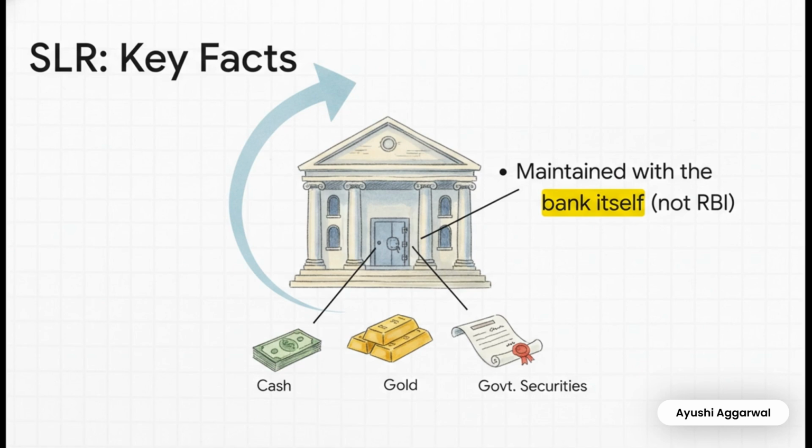I like this analogy. Think of CRR as pocket money that you have to give to your parents, the RBI, for safekeeping. SLR, on the other hand, is like the emergency cash you have to keep in your own piggy bank. You can't spend it, but it stays with you. It stays with the bank itself in the form of cash, gold, or government securities.